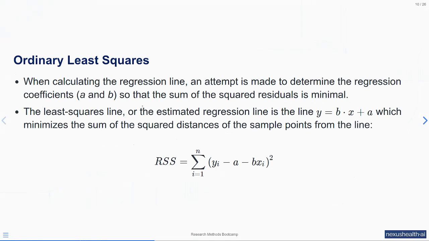In linear regression, the method that is used is known as ordinary least squares. When calculating the regression line, an attempt is made to determine the regression coefficients a and b so that the sum of the squared residuals is minimal. The least squares line, or the estimated regression line, is the line y equals bx plus a, which minimizes the sum of the squared distances of the sample points from the line. This is represented on this slide by this equation, which is basically the sum of the squares of the distances of the sample points from the line.